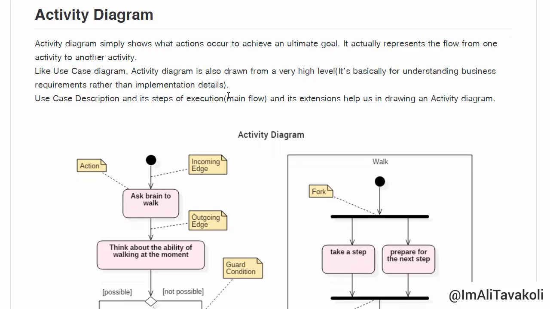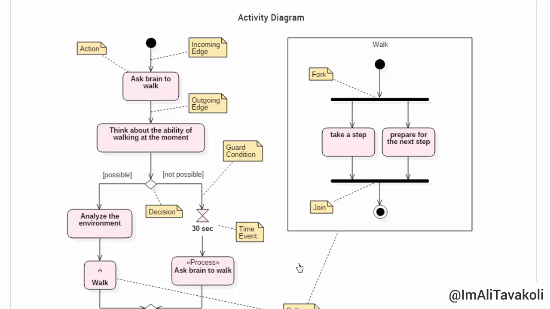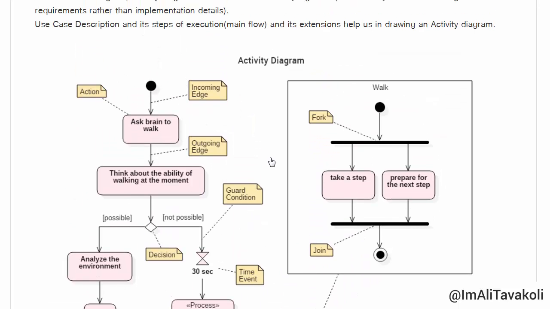So here is an example of an activity diagram which is going to show us how a walking process can be. We all know how to walk, so I thought that it can be a good and simple example to show how it would look if we were supposed to draw an activity diagram for our walking process.